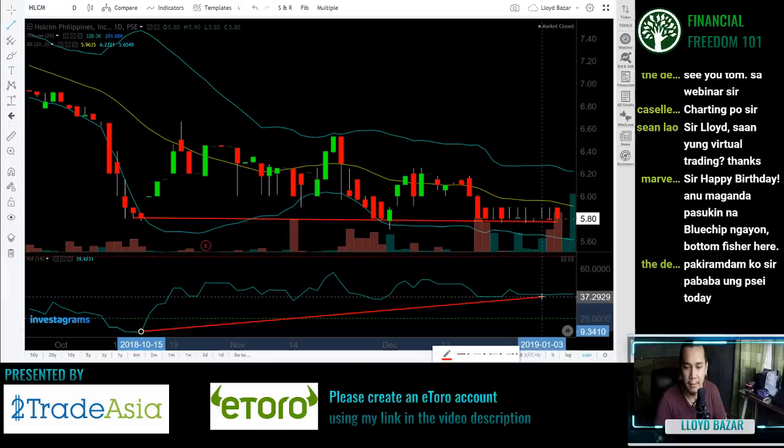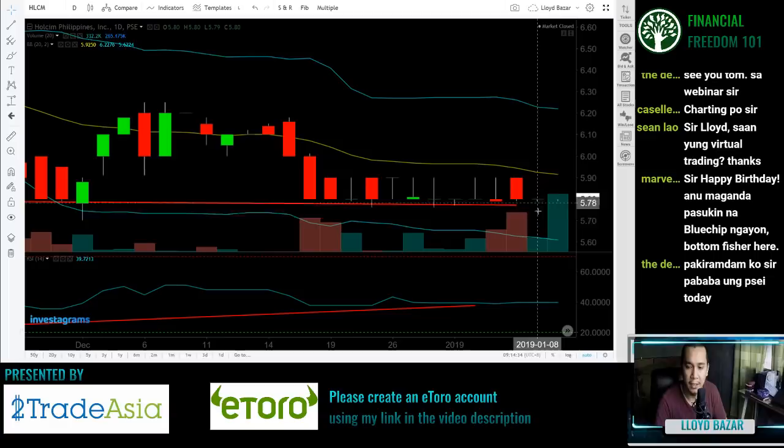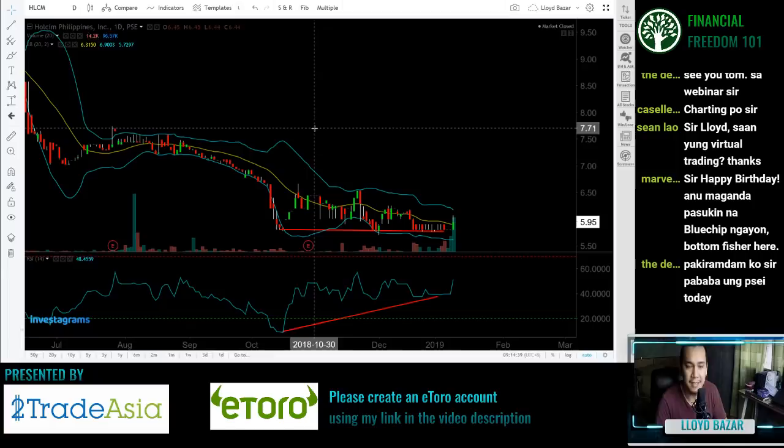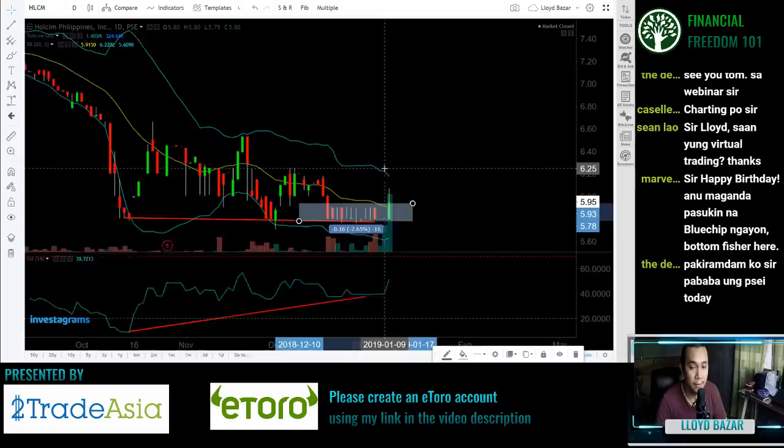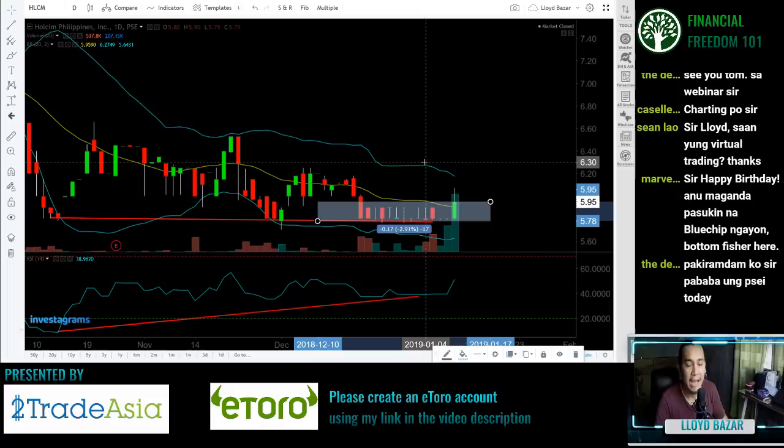Before the market opened, may nagtanong sa akin, Sir Lloyd, maganda ba si Holcim pasukin? Napakaganda ng volume in these supports, and there it is, nag-green na si Holcim kahapon. The good thing is, still tolerable yung position niya. Still, just negative 2% away from support. So, pwede niyo po pong habulin yan si Holcim. Napakaganda na ng volume. Magsisimula pa lang ng trend yan. I recommend Holcim for today, right?